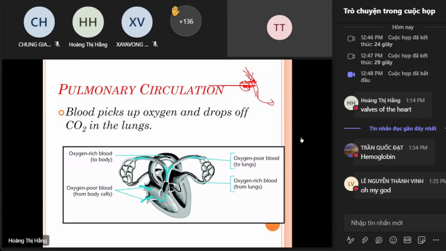I think it is because the wall of capillary is very thin and it's easy for gas to go through it to the alveoli. I think so. That's the exact answer, Huỳnh Mai. Very good job.